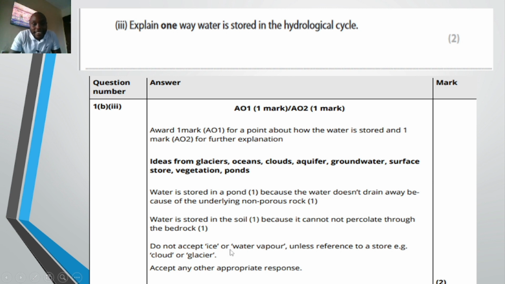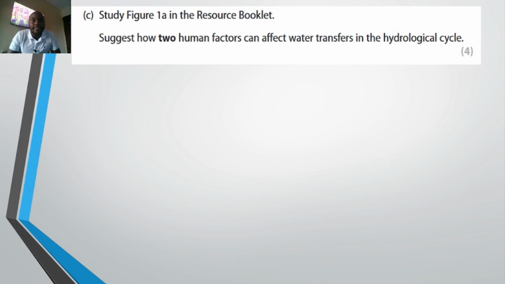Do not accept ice or water vapor. Why? Because these are just the stores, but you're not talking about how water is being stored there. Not unless you are giving your reference to a store, e.g. cloud or glacier. Now, if you are going to explain these, water is stored in the ice, then you explain further, okay? You refer to how that storage is happening there, then you're going to get your mark, okay? And then it's an open question, so if you give any appropriate response, we give you a mark. Understood? Now let's look at this second one.